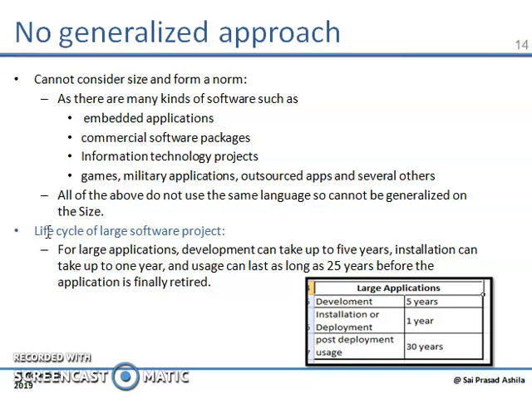The life cycle of large software applications: any software application undergoes 5 years of development, 1 year of installation, and 30 years of service. Any software application developed in 5 years and deployed in a year could be expected to serve for the next 30 years. Maintenance is required for it.